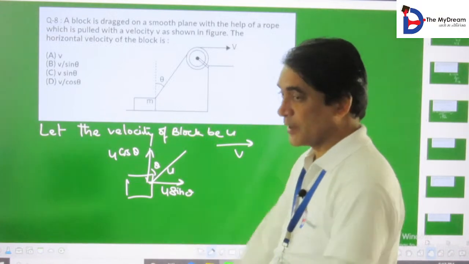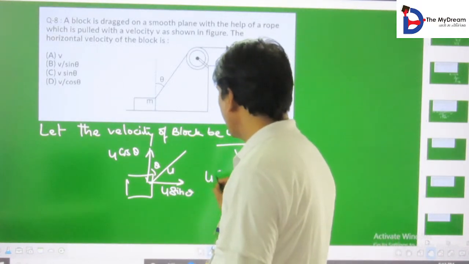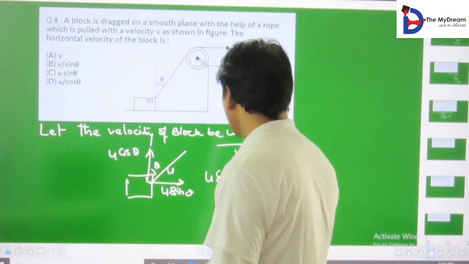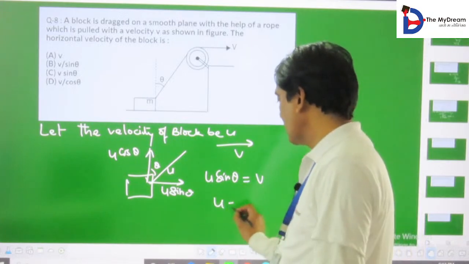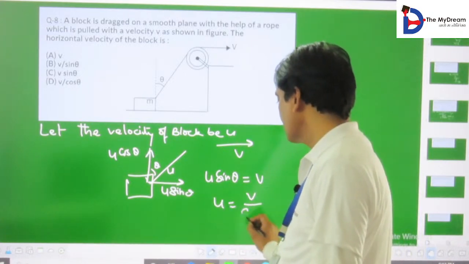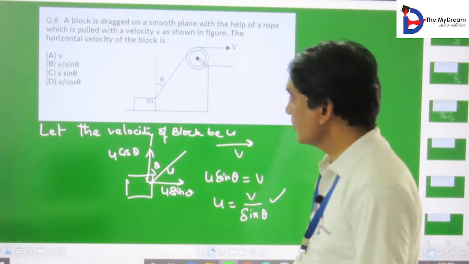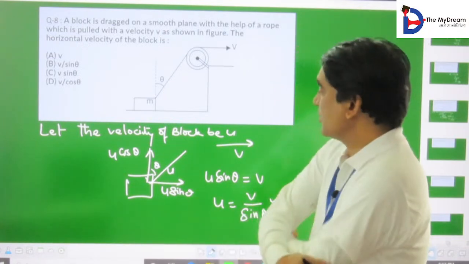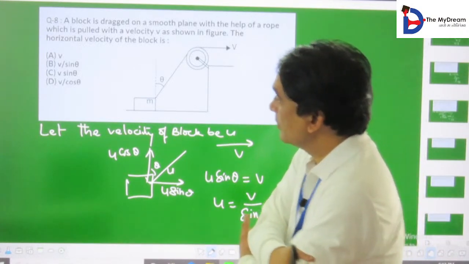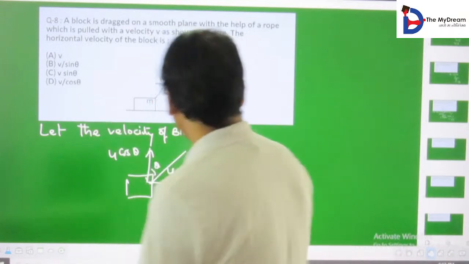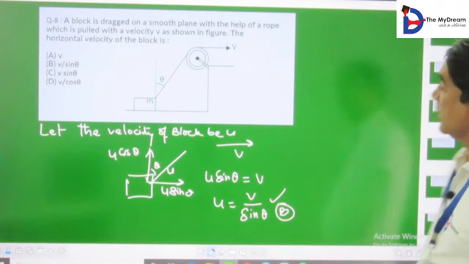Otherwise there would be a jerk, it would break up. So u sin theta is equal to v. So u is equal to v over sin theta. This is the velocity of the block. Okay, v over sin theta, that option is there. Okay, next.